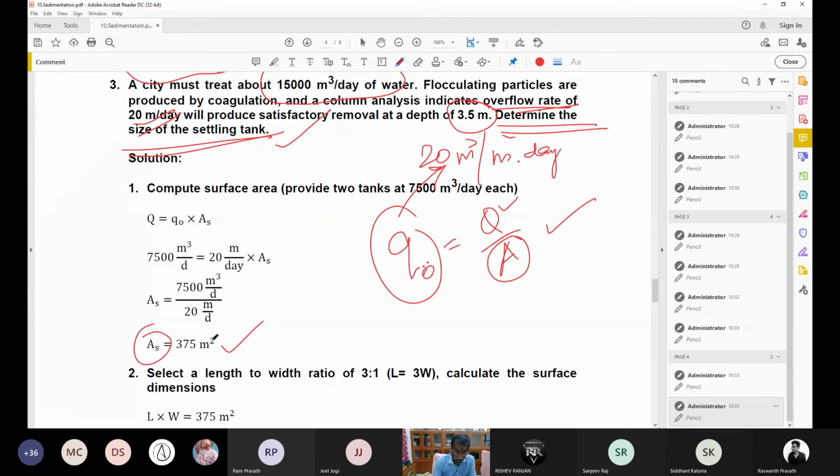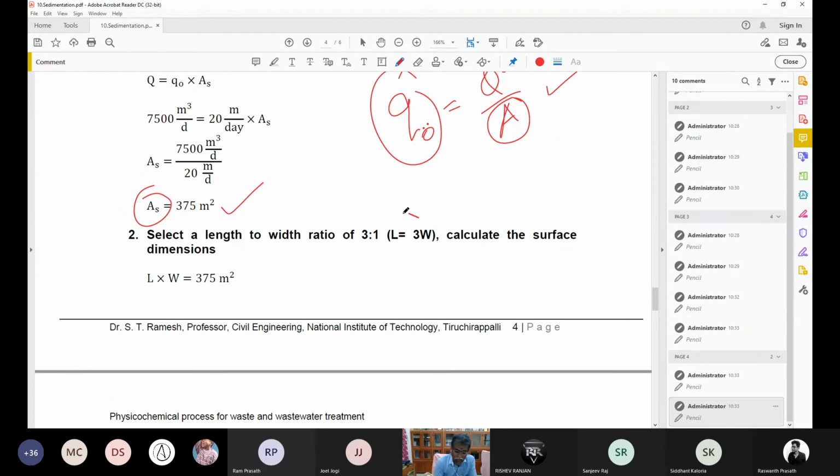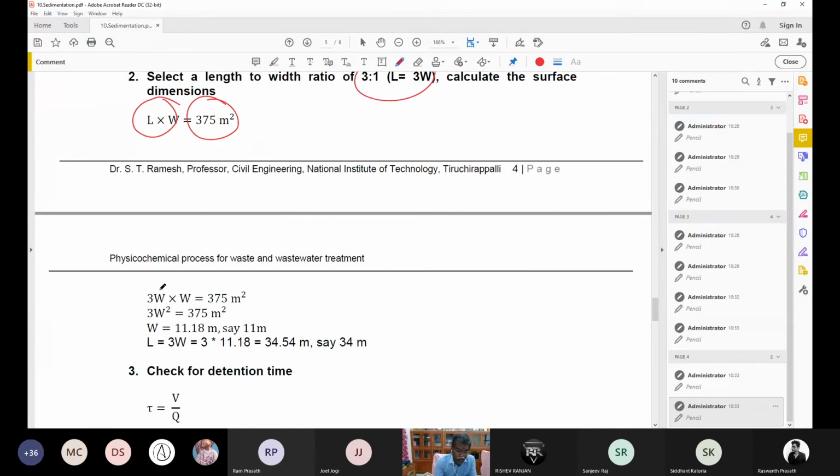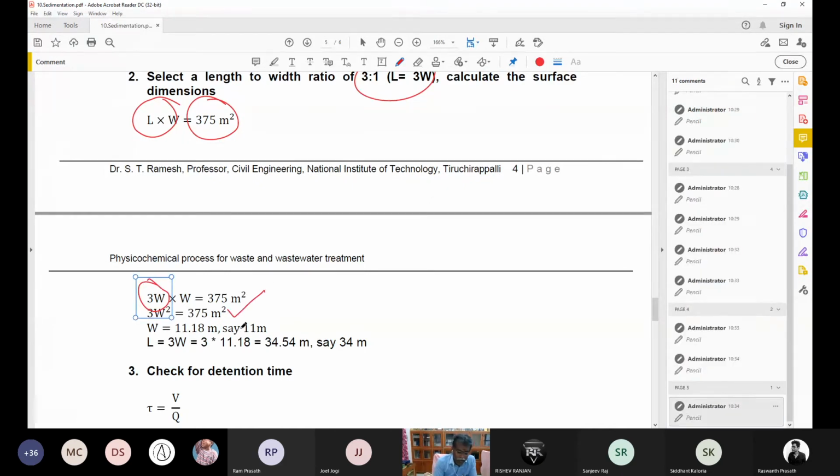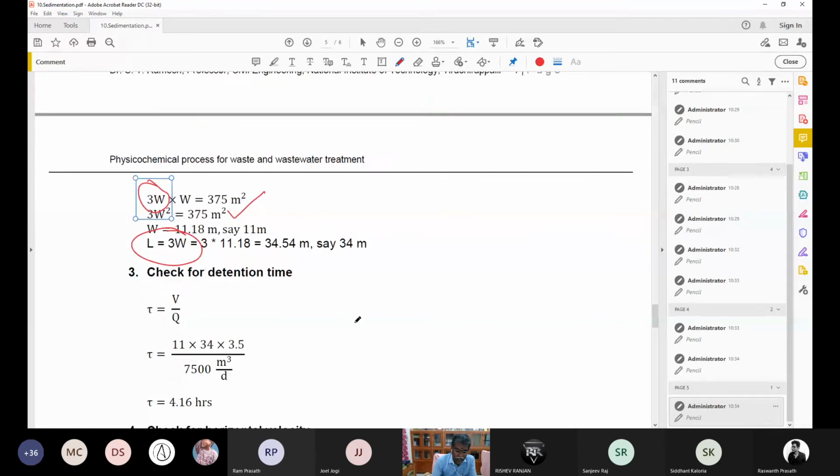You just find out the area, and you can assume the length to width ratio for the design as length is equal to 3 times the width. That's an assumption you have to make. Okay, so L into W is equal to the area, 375 meters square. Now L can be replaced by 3 times W. So you can calculate W, and once W is known, you can calculate the length of the tank, which is equal to 3 times the width. So length, breadth, and depth, everything is known.